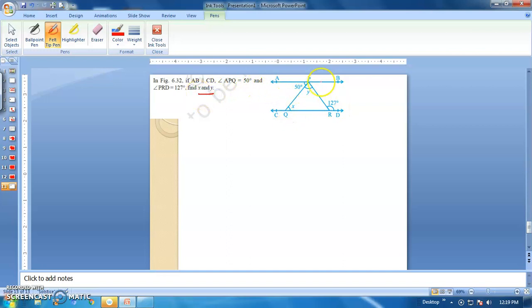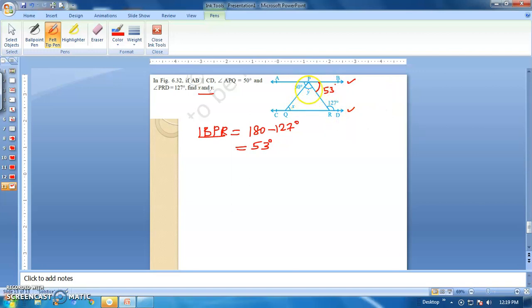Okay. So here 127 degrees, and what about here? These two are parallel, already given, so these two are supplementary. Okay. So angle BPR equal to 180 minus 127. Okay, so 180 minus 127 means 53. So 53 degrees. So this one is nothing but 53.